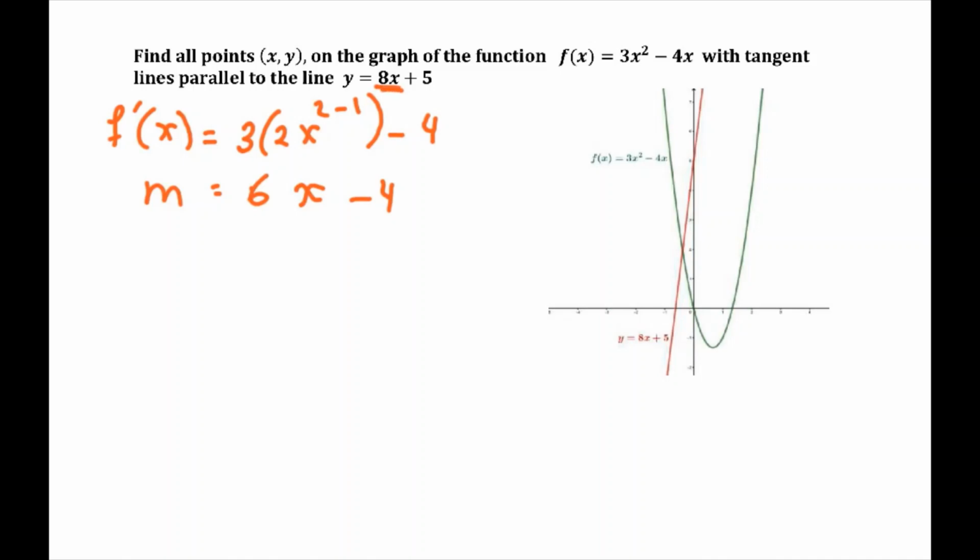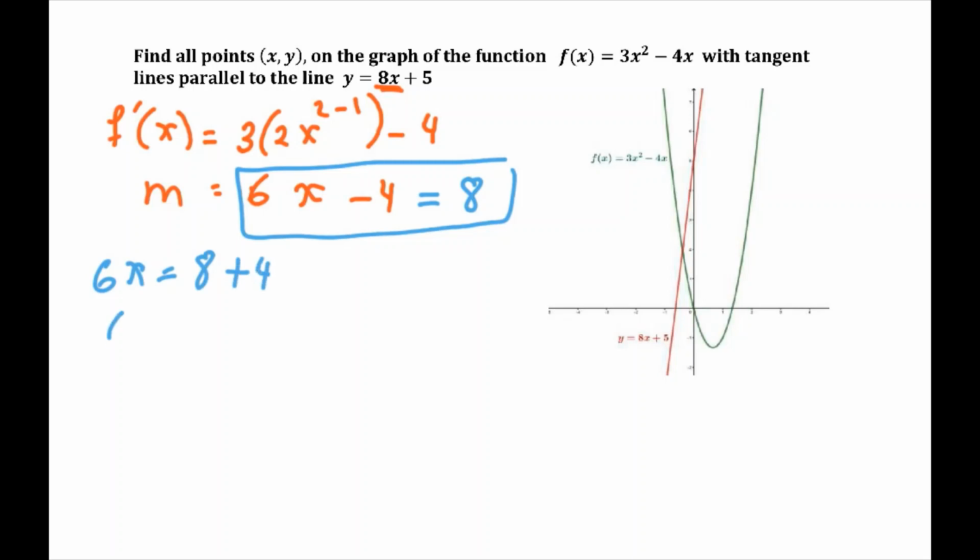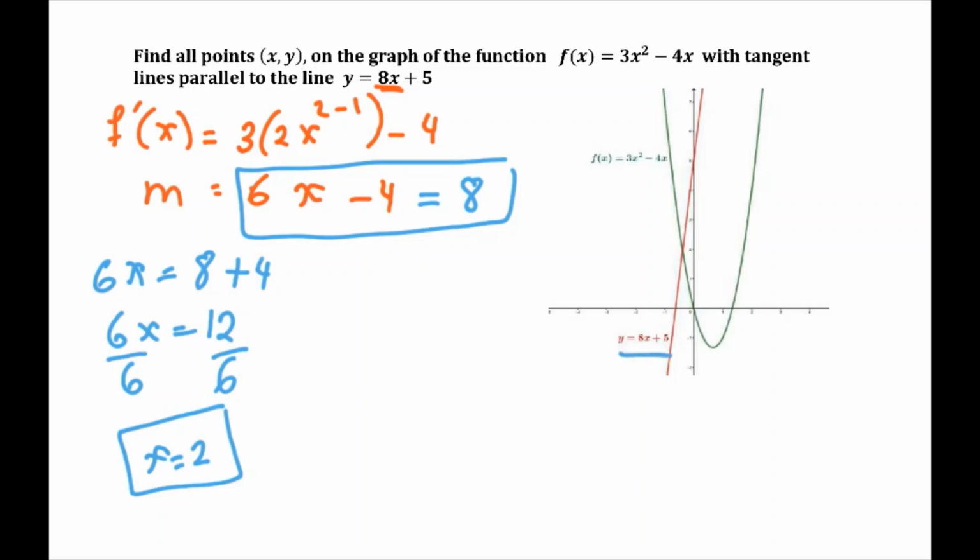So I could easily set this equal to 8. So I can solve this equation for x. So 6x equal 8 plus 4. 6x equal 12. Divide both sides by 6, and x equal 2. Now we know the point where x equal to 2, if I draw a tangent at that point, I will get a tangent line parallel to y equal 8x plus 5. Now we know the x coordinate. We need to find the y coordinate. I will substitute 2 in the function.